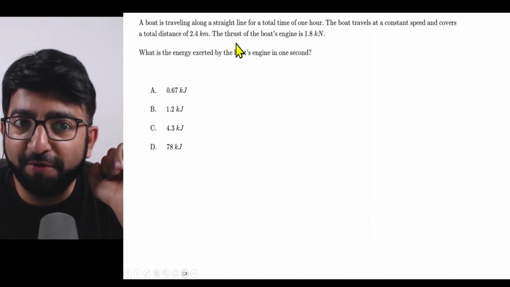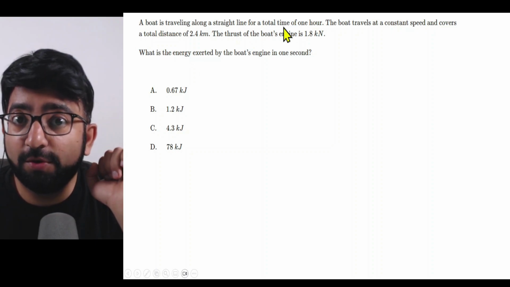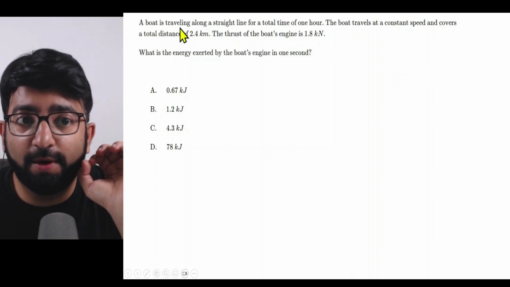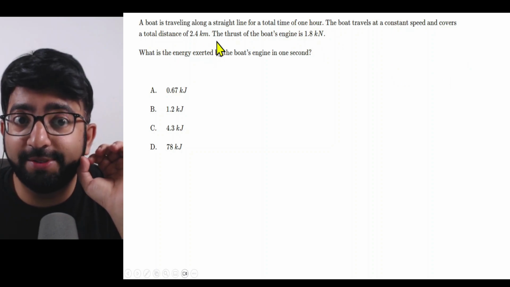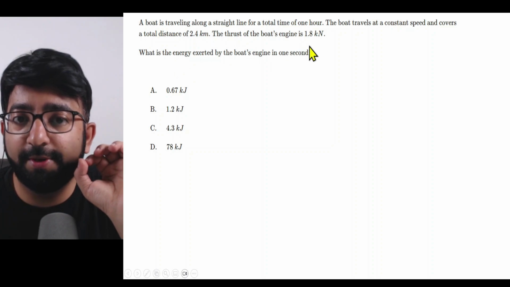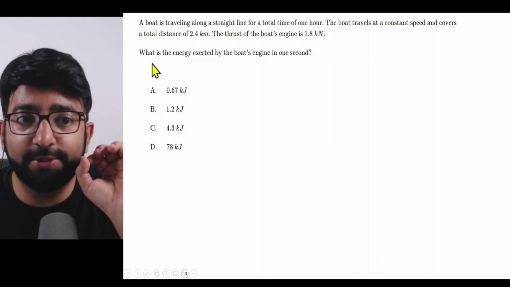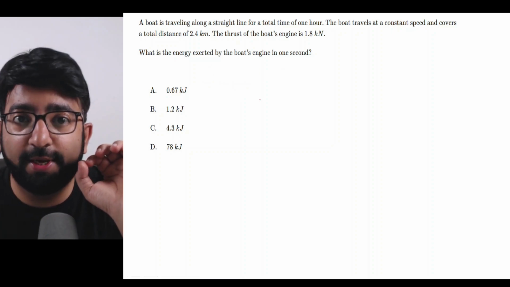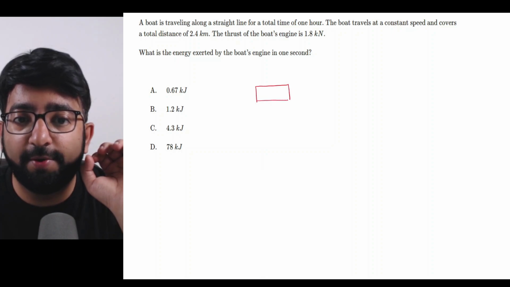So here we have a boat which is traveling along a straight line for a total duration of 1 hour. The boat travels at a constant speed and covers a distance of 2.4 kilometers. The thrust provided by the boat's engine is 1.8 kilonewtons. And we need to figure out the energy exerted by the boat's engine in 1 second. So let us draw a diagram and tabulate all information which is given in the question.